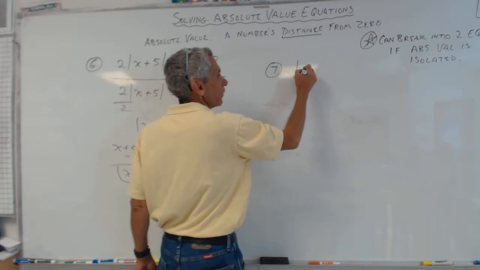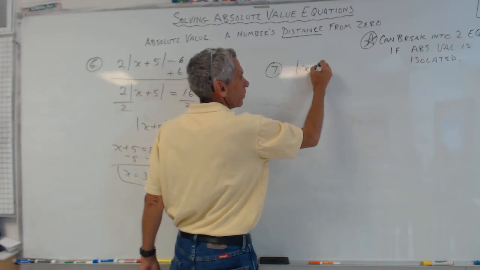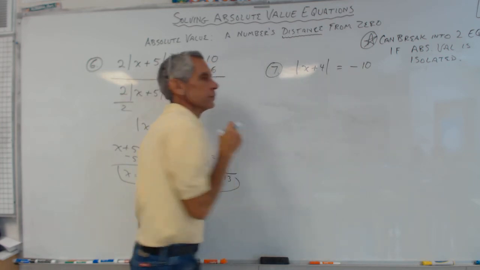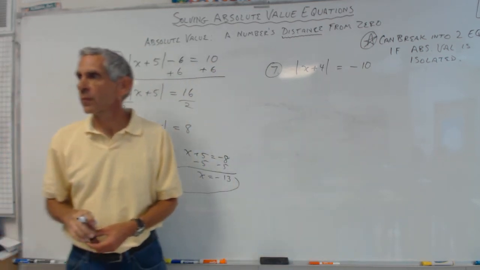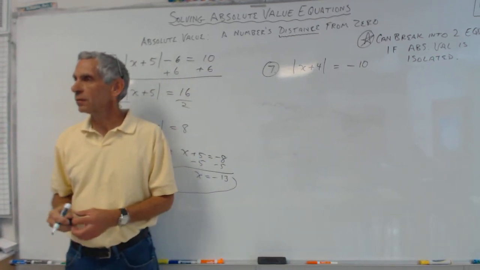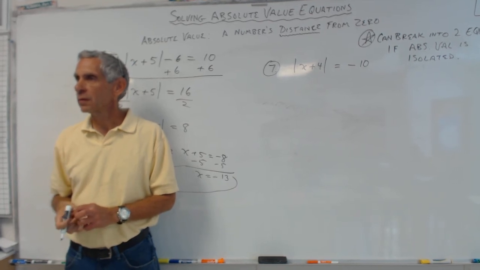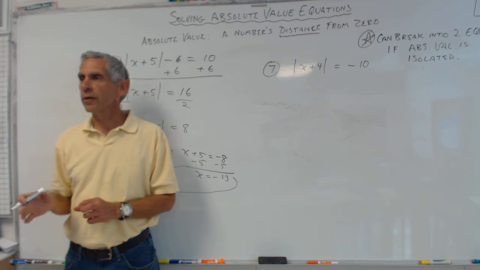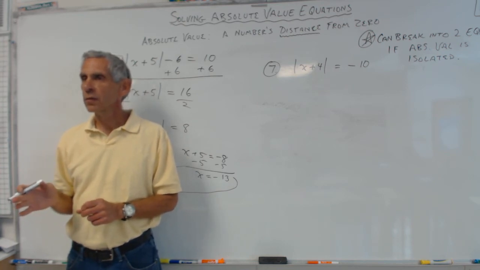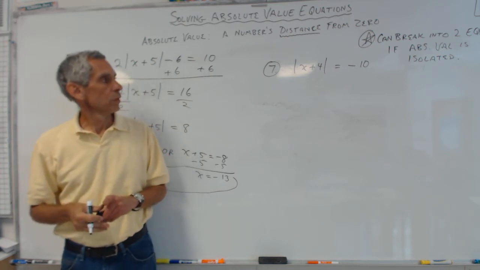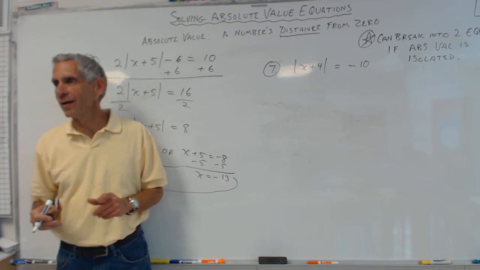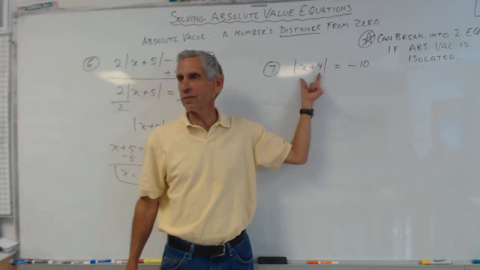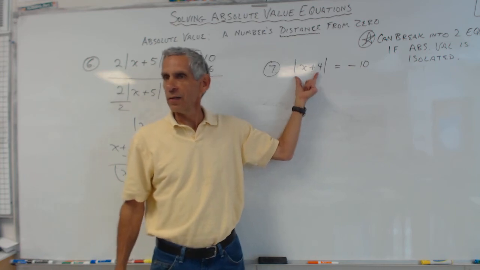All right. Absolute value of x plus 4 is equal to negative 10. Hold up. How would I solve this? Wait a minute. Absolute value can't be negative. Absolute value is always going to be a positive answer, right?